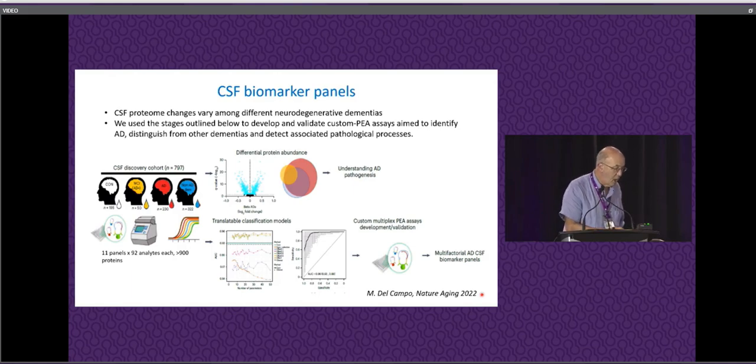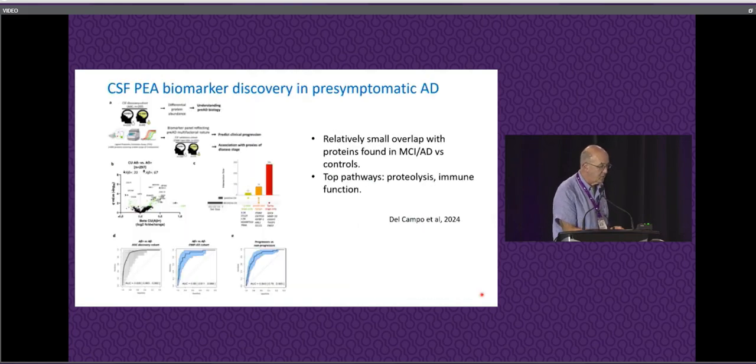and a custom set of multiplex PEA assays were developed to address questions of could we differentiate Alzheimer's from control and then Alzheimer's from non-Alzheimer dementias.